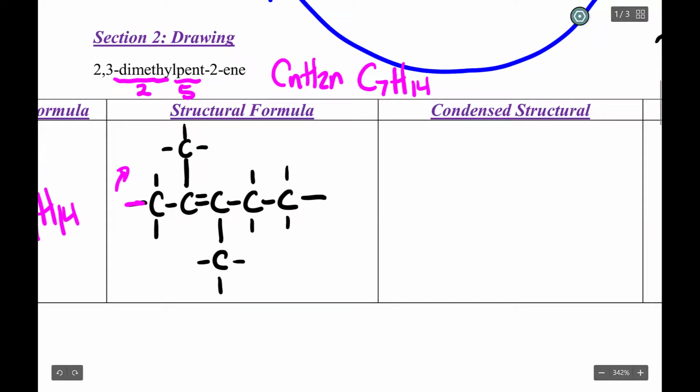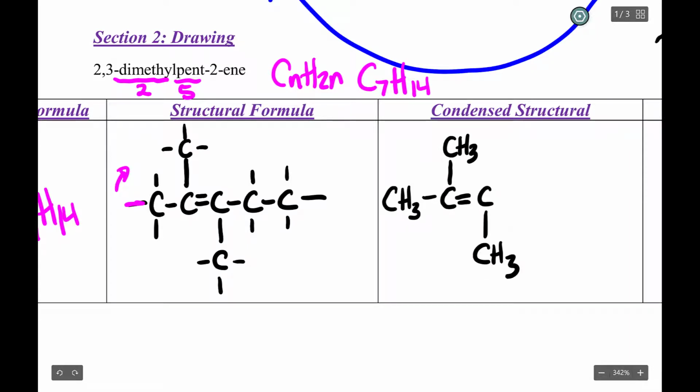Now a condensed structural is going to show the hydrogens collapsed into each carbon. So for instance, that first carbon has 3 hydrogens on it, so CH3. This carbon has no hydrogens on it, but it does have a methyl group coming off, CH3. Double bond. This one has no hydrogens coming off, but it has a methyl group, CH3.